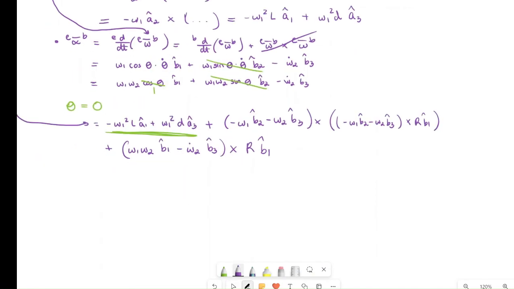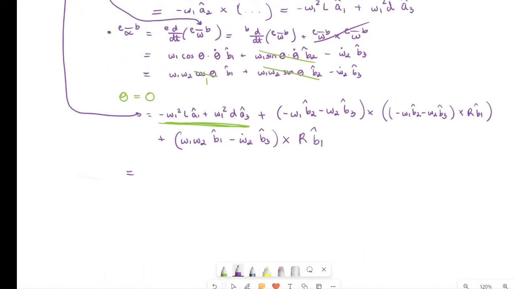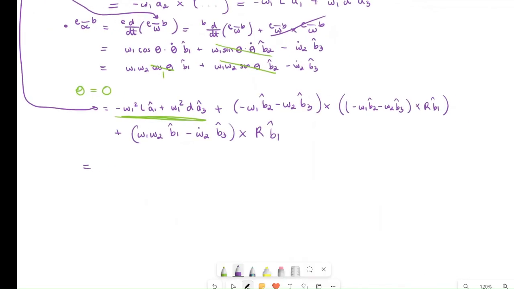Okay, let's simplify this expression. So, okay, I'm just going to start plugging in the numbers. So we know omega 1 is 3, L is 2, so this is going to be negative 18 A1 hat plus 9, so 4.